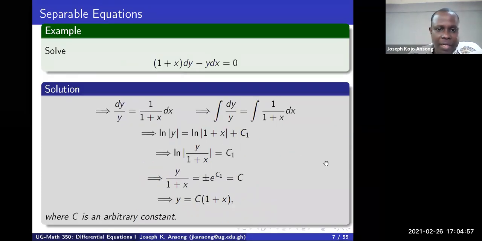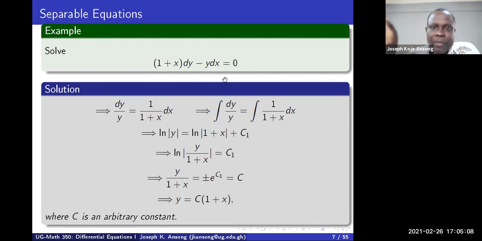We'll look at this other example. I have (1 + x) dy - y dx = 0. Now it's not put in the form dy/dx equals something, right? So you would have to rearrange it to separate the variables, if it's separable.